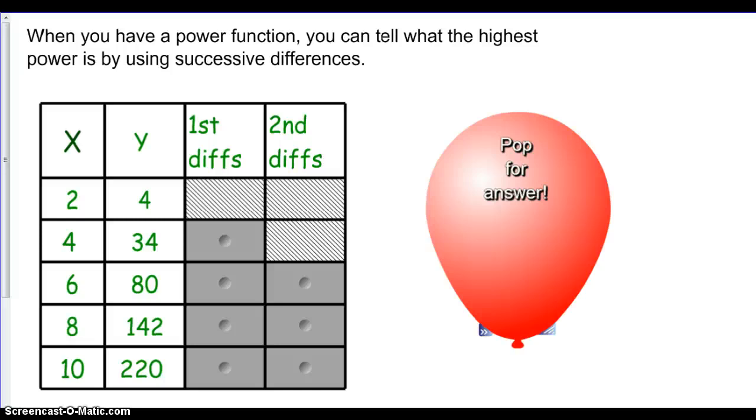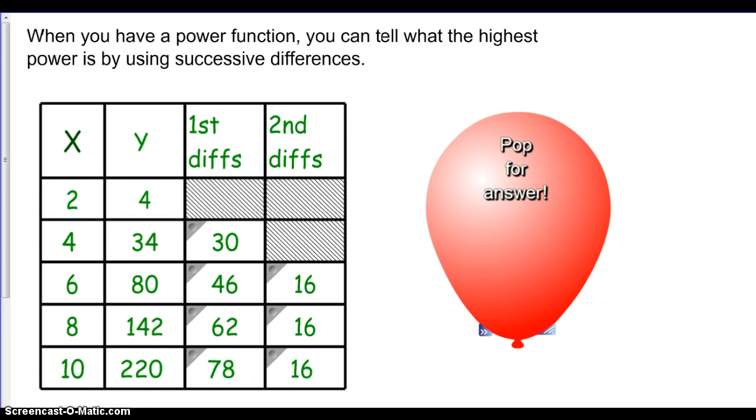And you're going to look at them, and you're going to subtract them. And you're going to say, okay, 34 minus 4, 30. 80 minus 34, 46, 62, 78. Well, that's nothing. That's absolutely nothing. We knew that because add didn't work. It wasn't linear. So now I'm going to try that again. And I'm going to subtract those out.